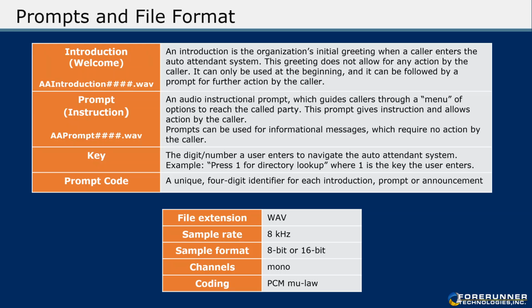There are messages that don't include any option for the caller to dial, for example, the message that will play the operating hours, but the file name will be of the same type, AA prompt and the 4-digit number. Then the key is the number that the caller will select, and the prompt code is that 4-digit number that not only will be included in the file name, but it will also identify the proper position in the auto attendant tree when we configure it in Inform Voice.